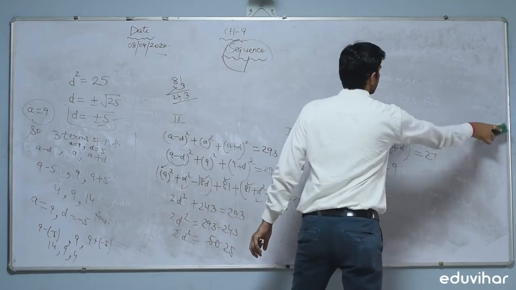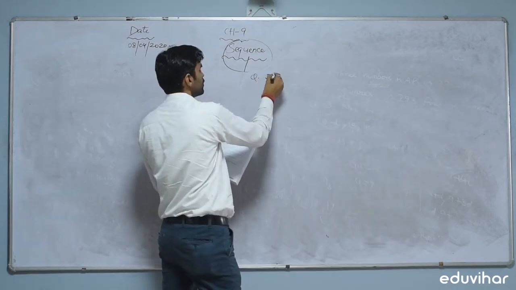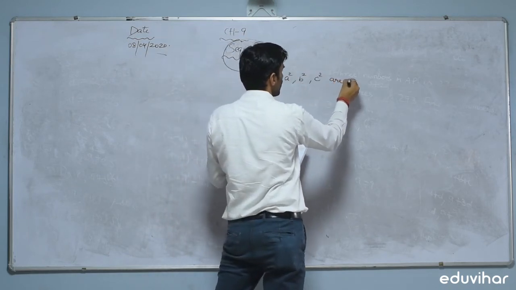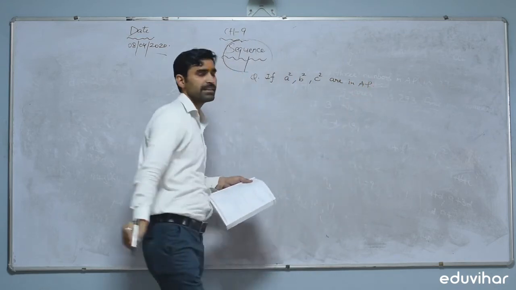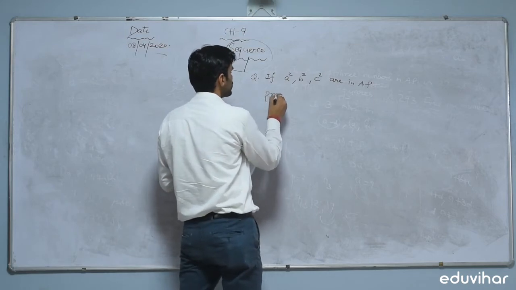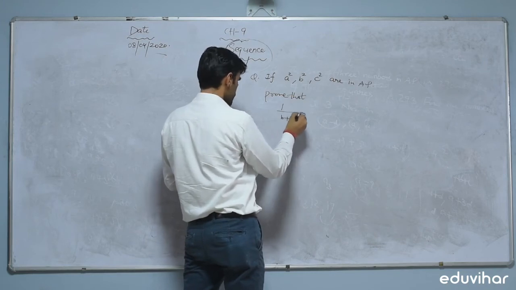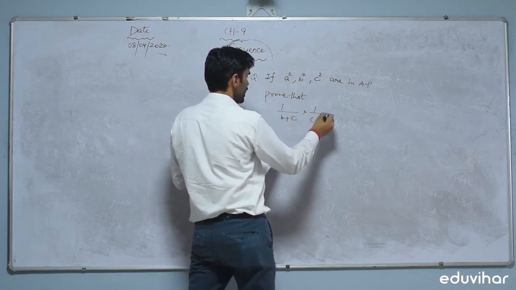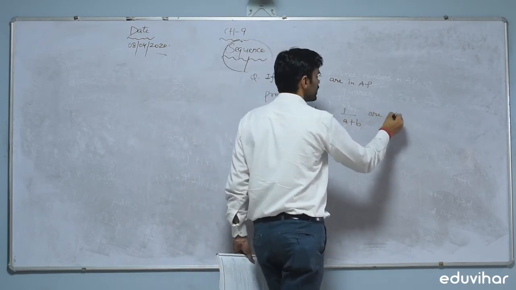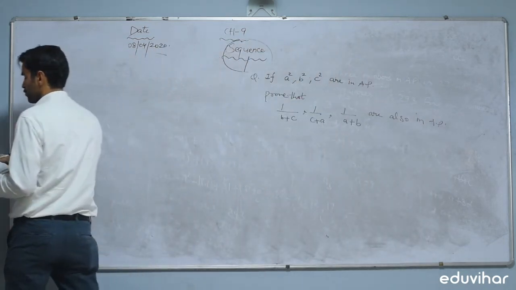Okay, let us go with our next problem. The question is: if a square, b square, c square are in AP, then we have to prove that 1 upon b plus c, 1 upon c plus a, 1 upon a plus b are also in AP. This is to be proved.